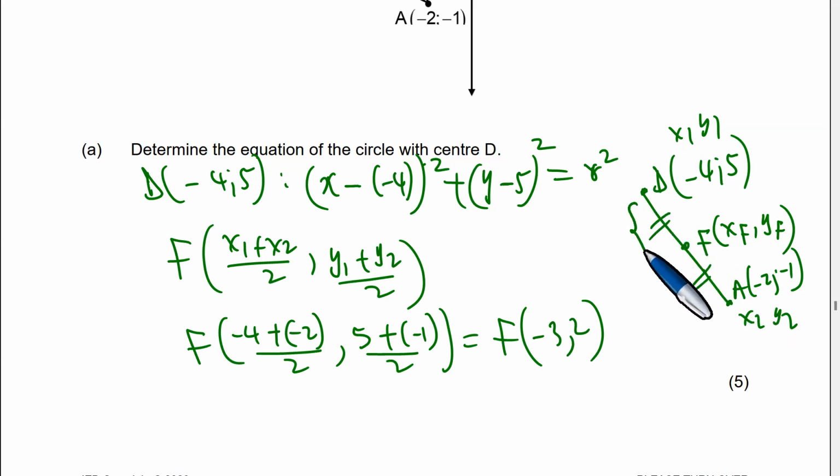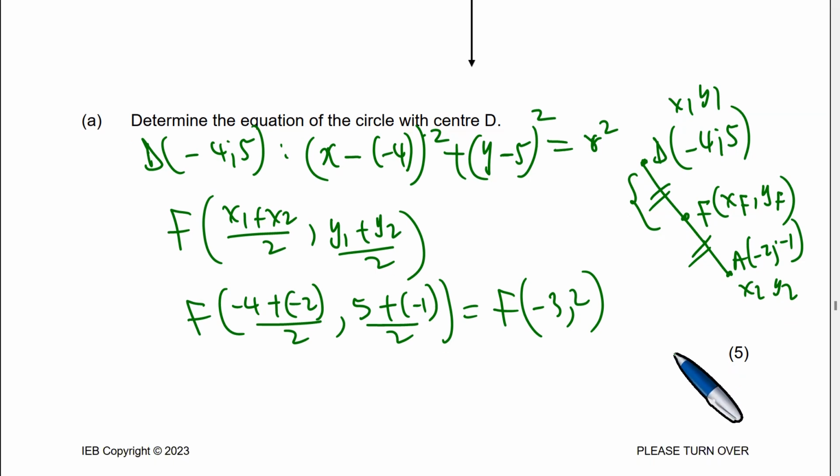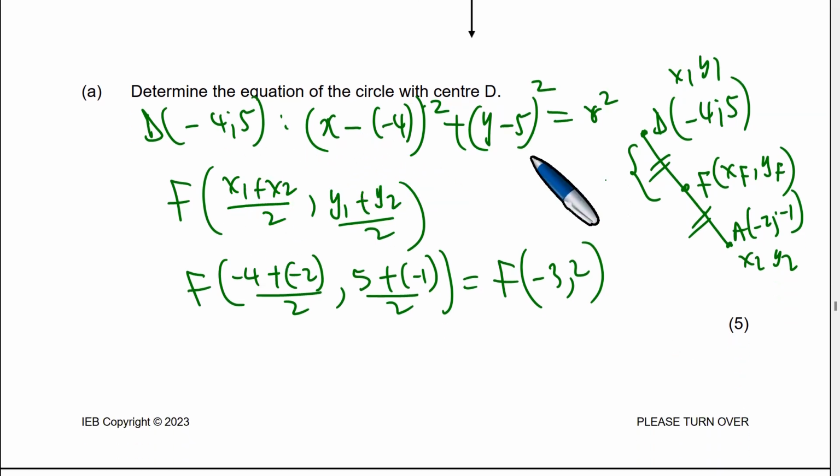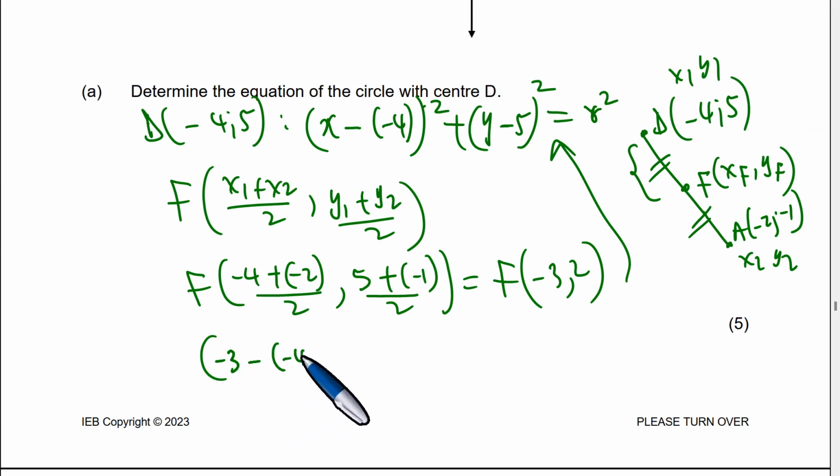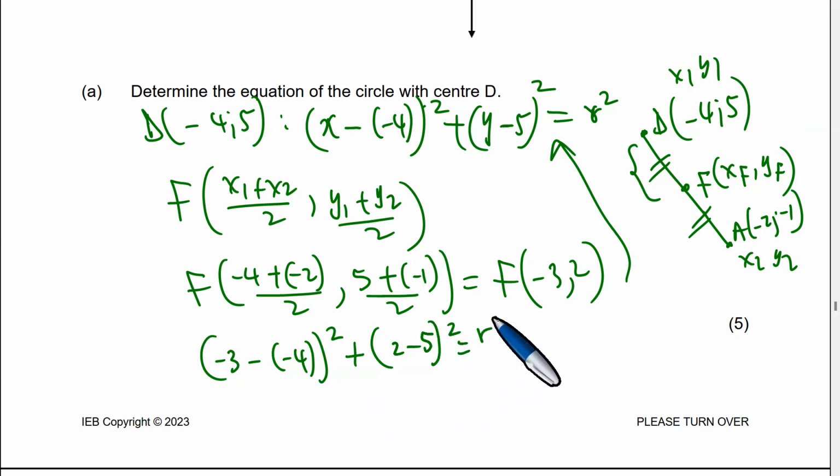this circle, the distance from here to there. Obviously there are a couple of ways to find the radius. We can take a point on the boundary of the circle, and we can take the point F. Putting the point F into the equation of the circle, we shall have x is -3 minus -4, y is 2 minus 5, is radius squared. So you can just substitute the point F into the equation of the circle to get what is required.